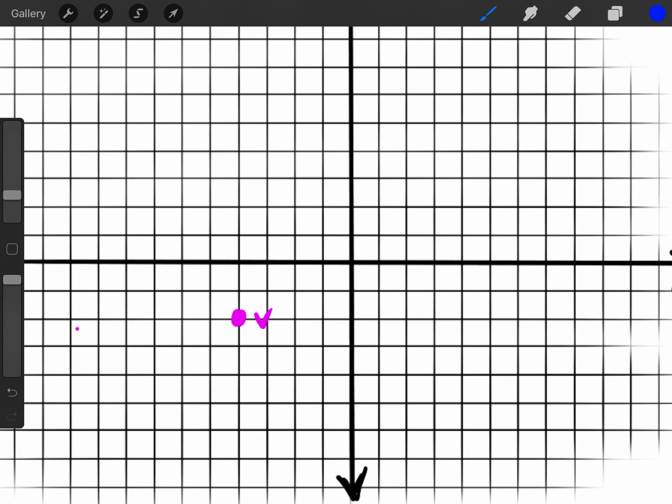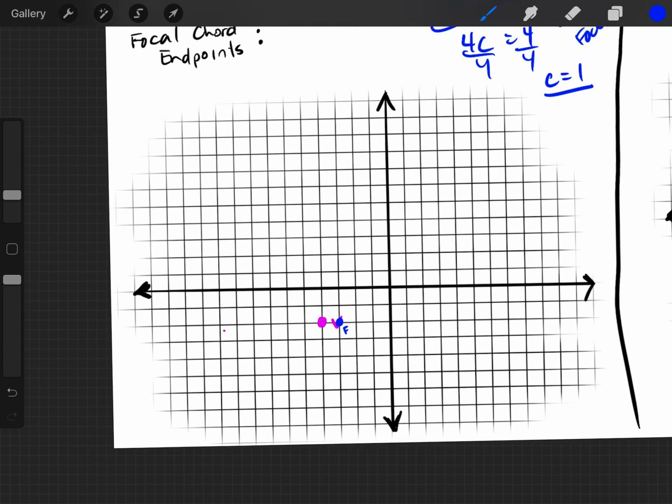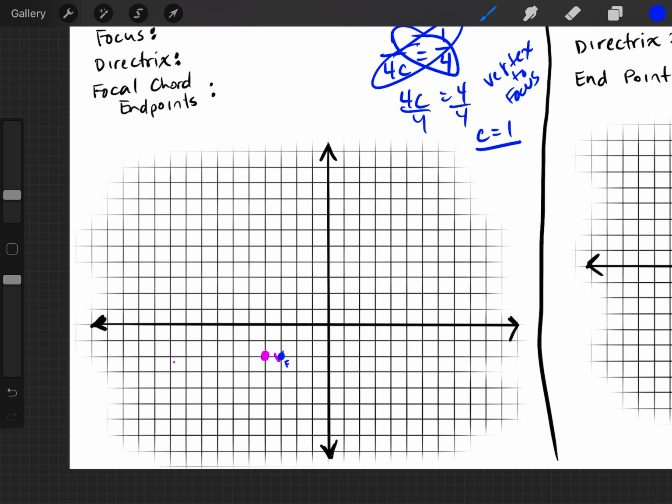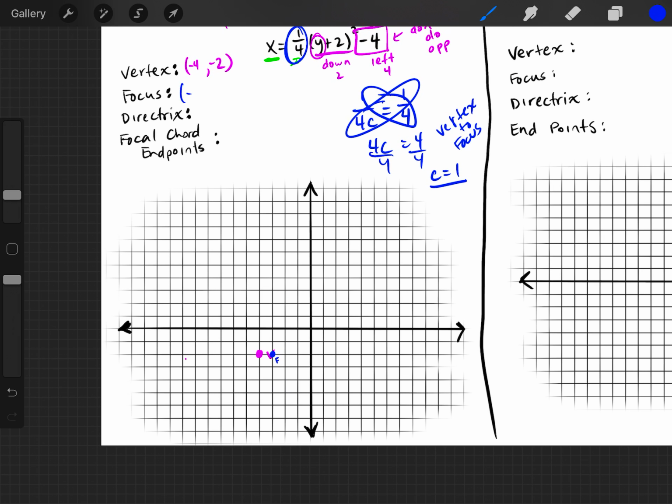We know it's opening to the right, so to get from our vertex to our focus, we need to go 1 to the right. So that puts us right here. That is our focus. So this is a smaller graph. Our focus is negative 3, 1, 2, 3, negative 2. We can write that coordinate point.